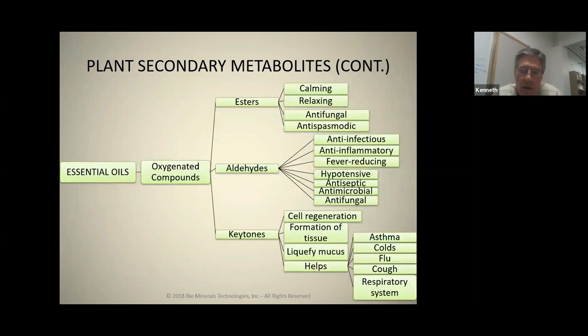In our oxygenated compounds, we have esters, aldehydes, and ketones. Our esters are calming, relaxing, antifungal, antispasmodic. Our aldehydes, anti-infectious, anti-inflammatory, fever-reducing. They work on hypotension, antiseptic, antimicrobial, and antifungal. Our ketones regenerate our cells. They help with formation of our tissues. All of our mucus linings, really from our esophagus all the way to the end of our colon, are part of the ketone compounds. These help with asthmas, colds, flus, coughs, and our respiratory disease.